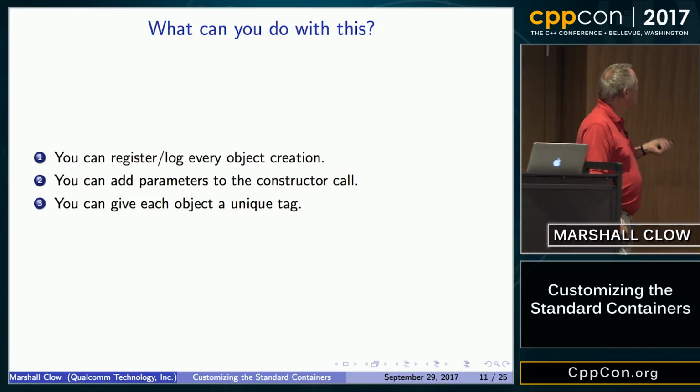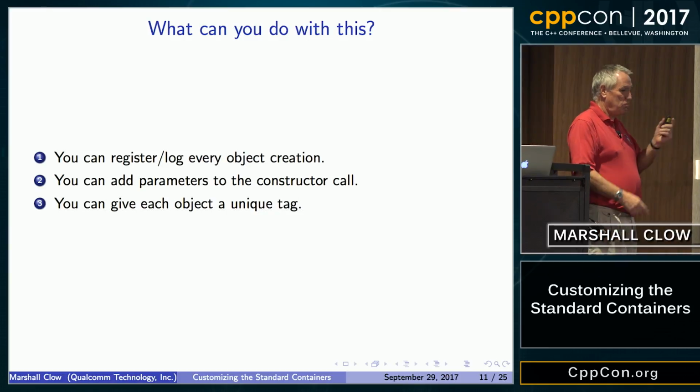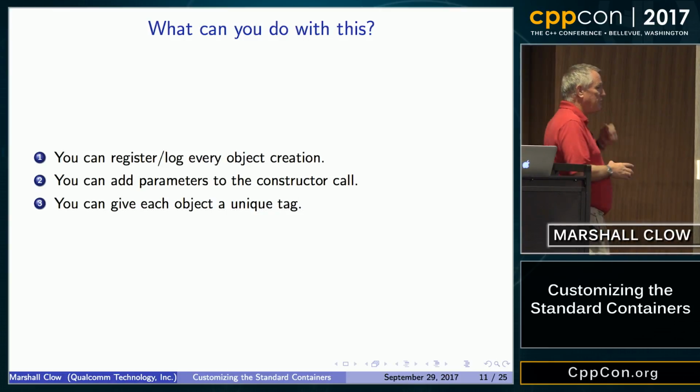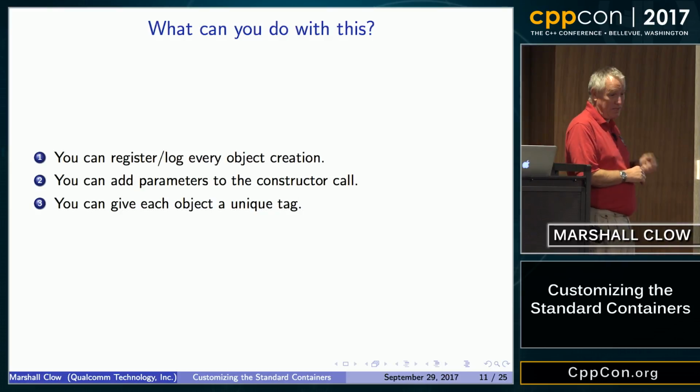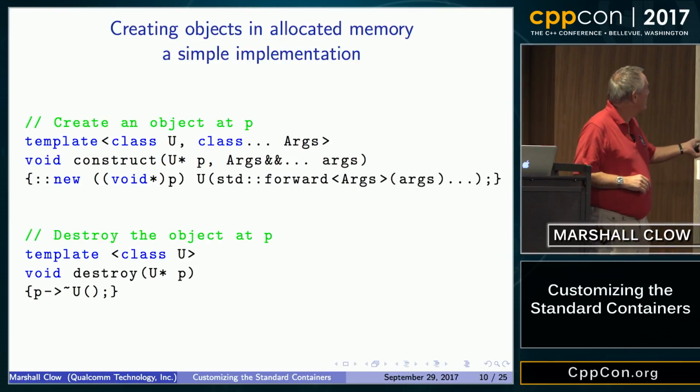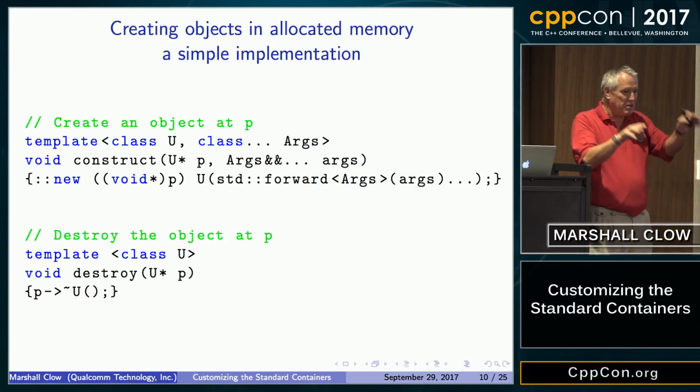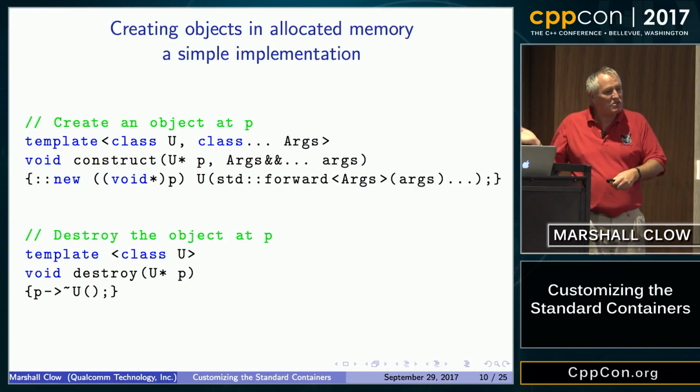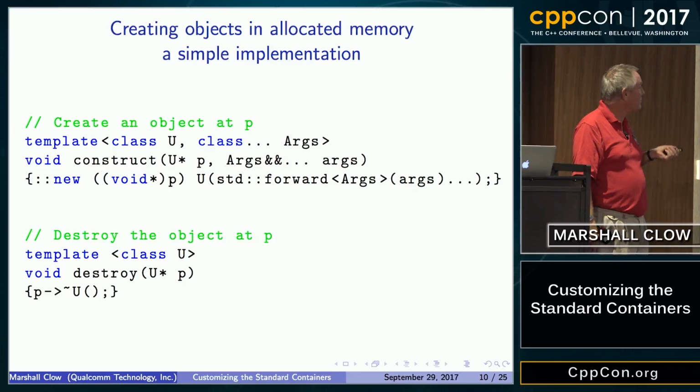Okay. Suppose you wanted to register every object creation and every object destruction, log it, something like that. This is a great place to do that. Suppose you wanted to add parameters to your constructor call. You can do that. Just because you get these args to pass the constructor doesn't mean you can't swizzle them around or add some or leave some out or whatever. You have a lot of freedom here.